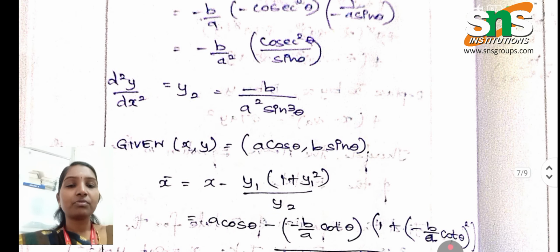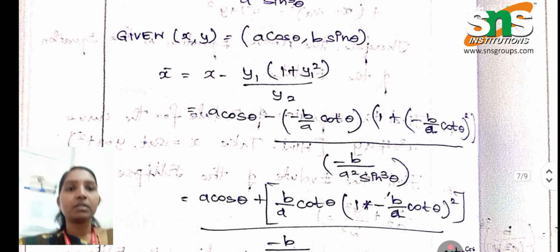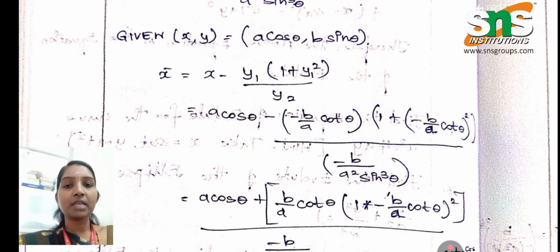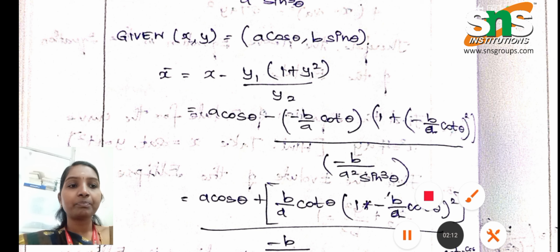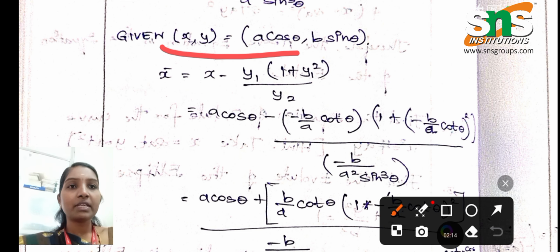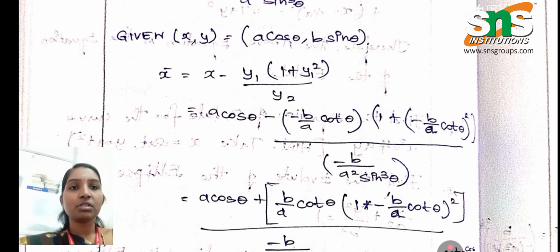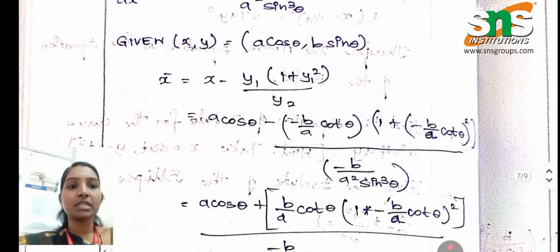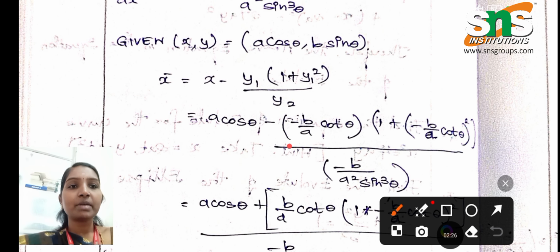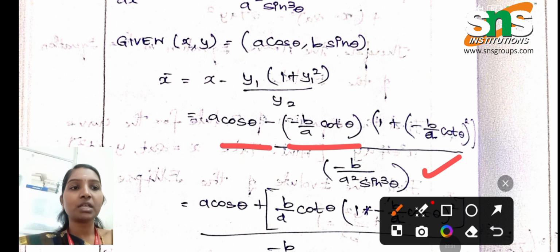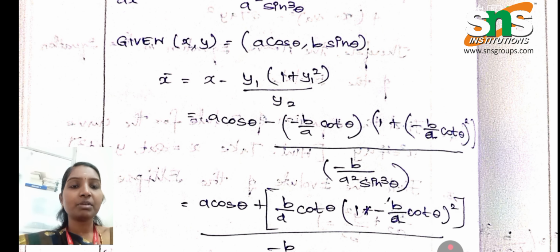Now, next step is to find the locus, which means x bar and y bar. We know that x comma y is a cos theta comma b sin theta. Now what is x bar? x bar is nothing but x minus y1 into 1 plus y1 square divided by y2. We will just substitute the found values here. x is a cos theta, y1 is minus b by a cot theta, y2 is minus b by a squared into sin cube theta. We have just substituted and simplified it.